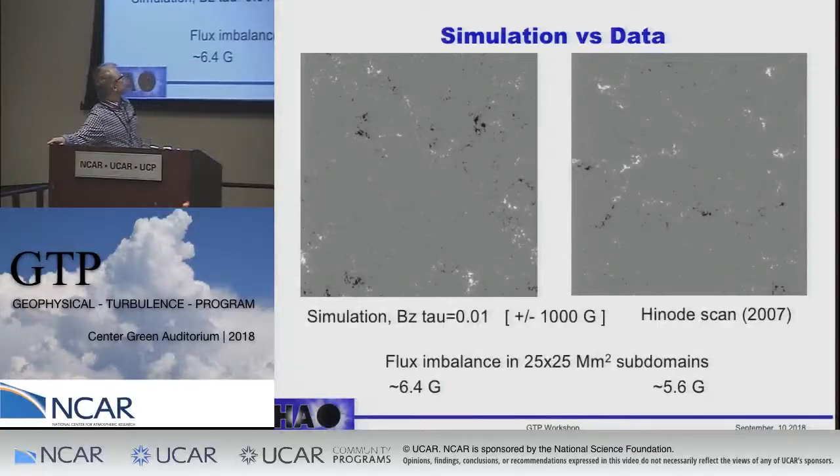The only reason you can tell them apart is you see a little bit more small-scale stuff here in the simulation than in the observation. But this is a Hinode scan from when it was close to the last solar minimum. And the flux imbalance on a scale of 25 megameters, a quarter of the domain, is about 5-6 Gauss here, quite comparable. You can also do this in a comparison in a more statistical sense.